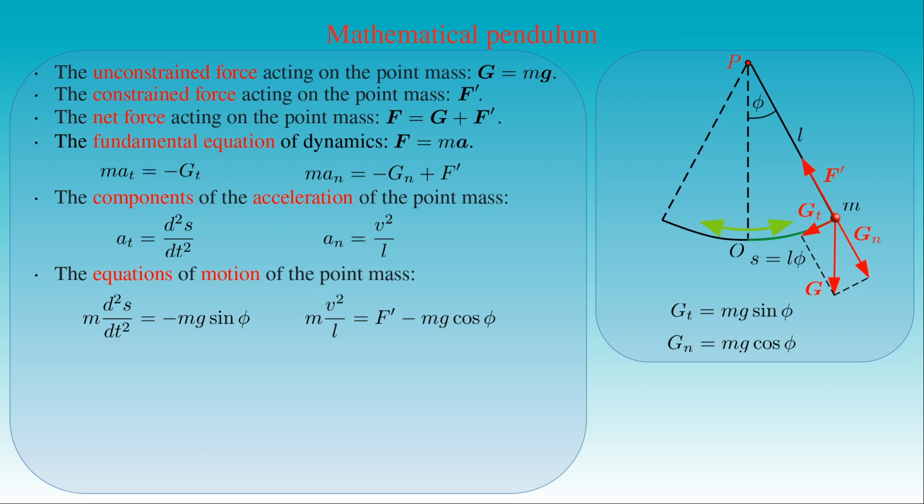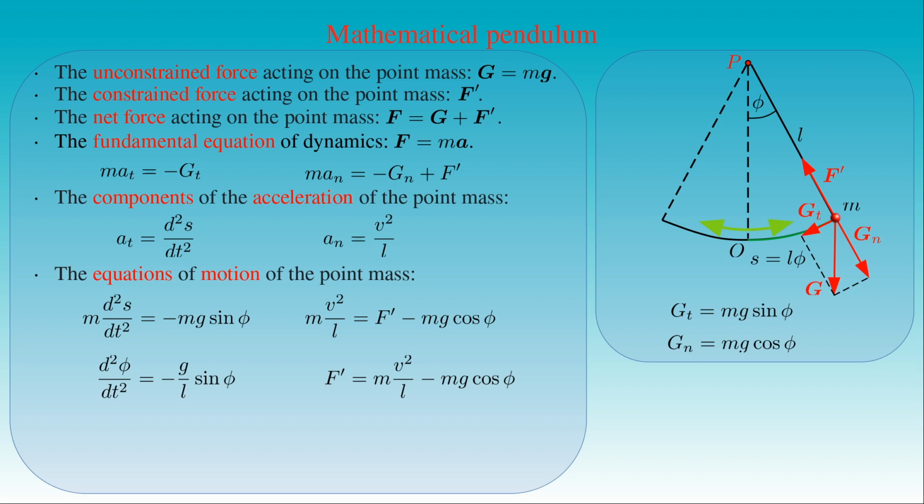Since the arc length s covered by the moving bob is equal to the length L times the angle phi, the tangential component states that the second-order derivative of the angle phi is equal to minus the ratio of g to L times sine phi. We can use the normal component to compute the magnitude of the force F prime acting on the bob if we already determined its speed v at the instantaneous position for a given angle phi. We only need to solve the differential equation describing the tangential component of the fundamental equation of dynamics.